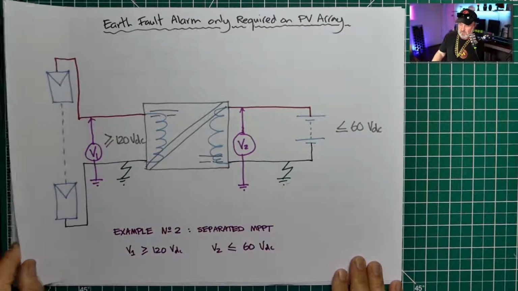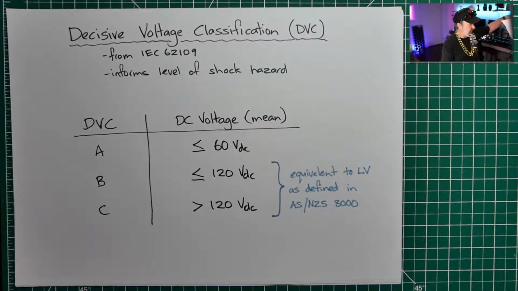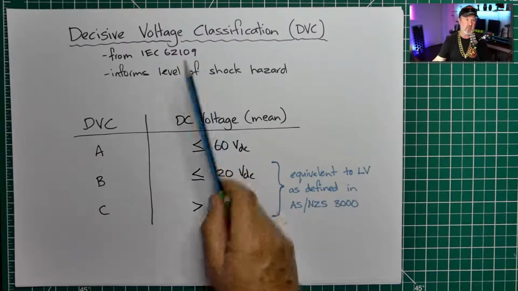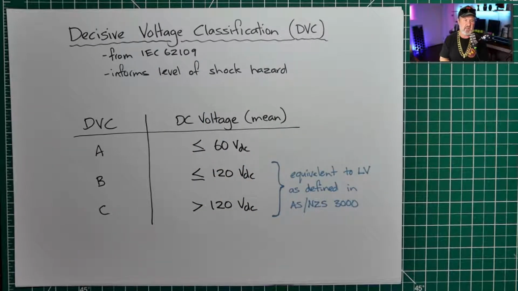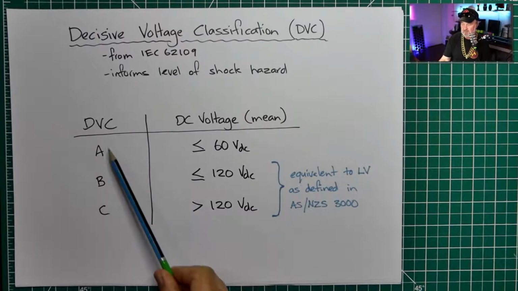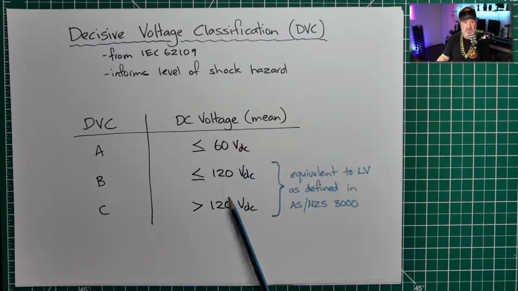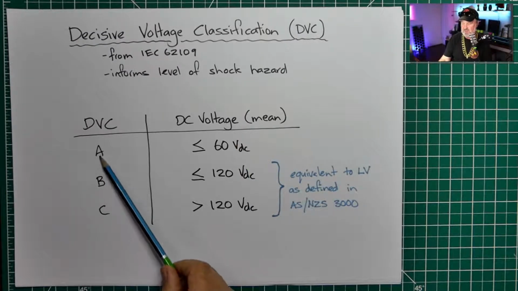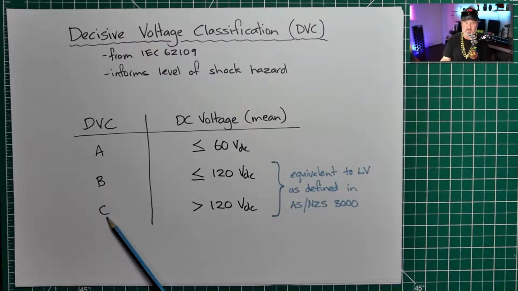So one last drawing before we start talking about some actual product is just to introduce this concept of what's known as decisive voltage classifications. Now, decisive voltage classifications comes from the IEC. The IEC 62109 standard, part 1 is for MPPTs and charge controllers, and part 2 for inverters. It introduces this concept of different classifications at different DC voltages, and it's a hazard risk assessment. So you could say A is the lowest risk and C is the highest risk.